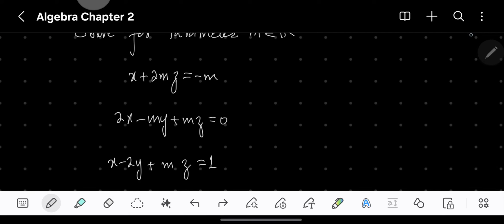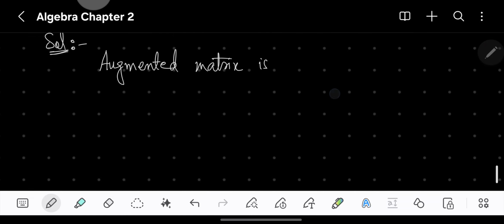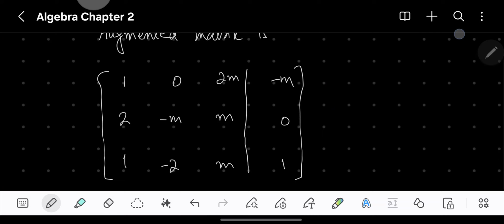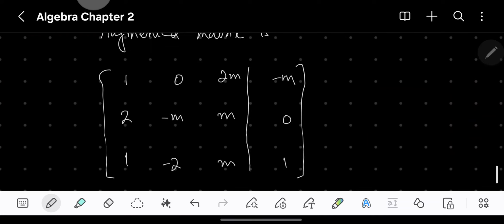Since this is a system of linear equations, first of all, we will make an augmented matrix, then we will solve it by the Gauss-Jordan method. So first of all, I will write an augmented matrix, which is this one. And now I will apply the Gauss-Jordan elimination method.